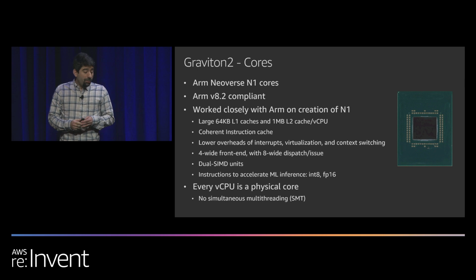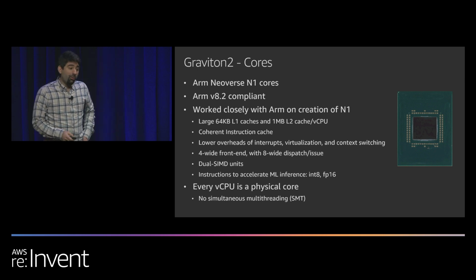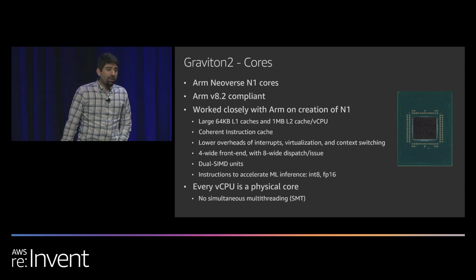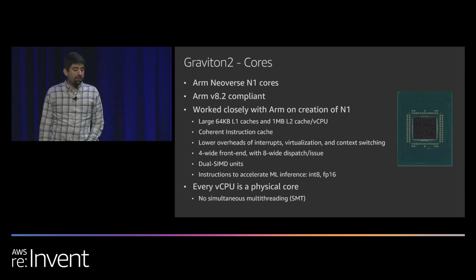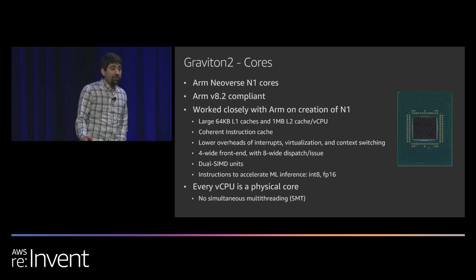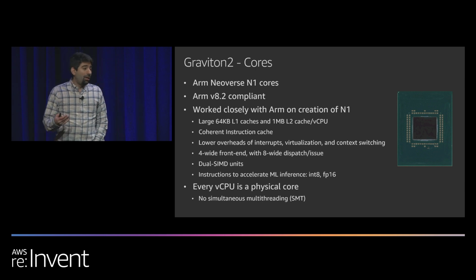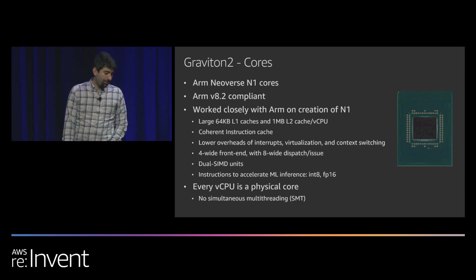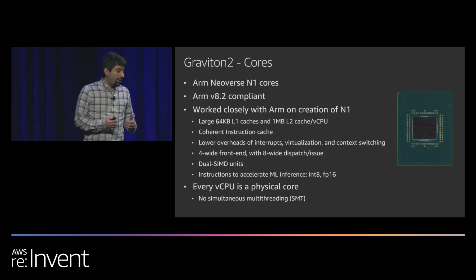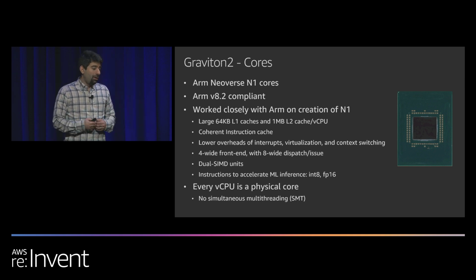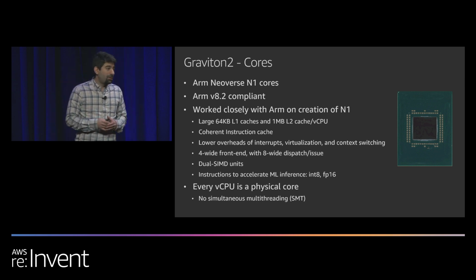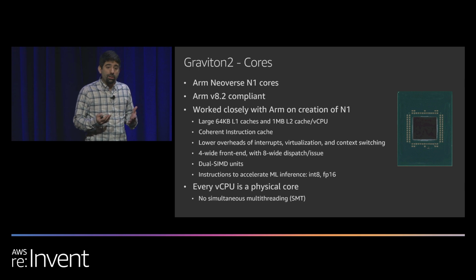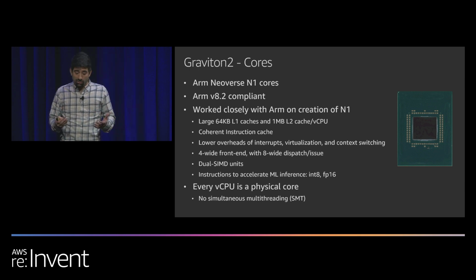So let me start with the cores. We use ARM Neoverse N1 cores in the Graviton 2 processor. They're ARM v8.2 compliant. And we work closely with ARM, bringing our expertise as the world's largest cloud vendor, along with their expertise in microarchitecture, to define a feature set of the CPU that we think is really amazing for cloud workloads. We use large L1 instruction and data caches of 64 kilobytes and a large private L2 cache of 1 megabyte for every vCPU. This is twice the amount of cache we had on the A1 instance and twice what we see in an M5 instance, for example.